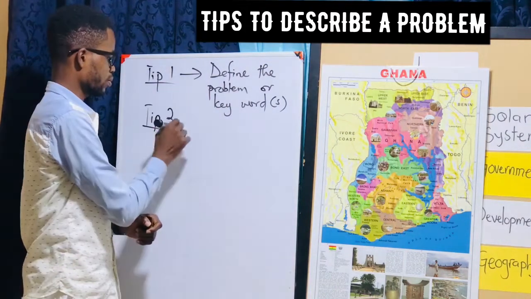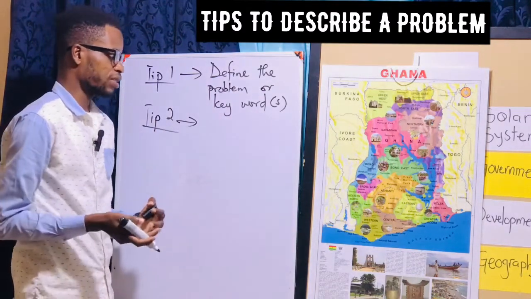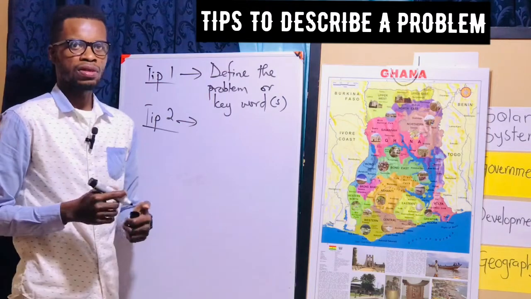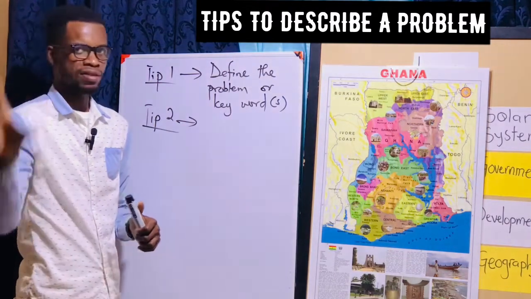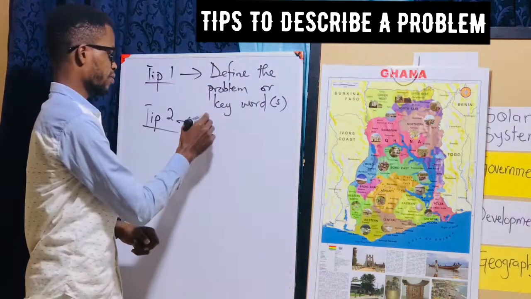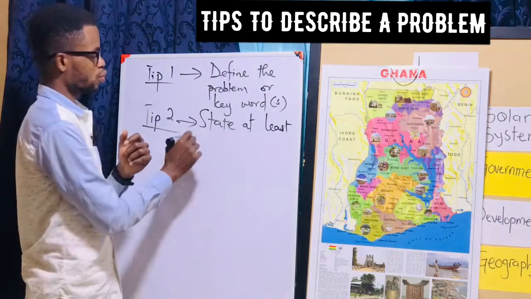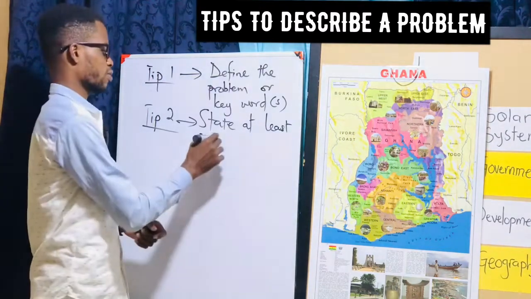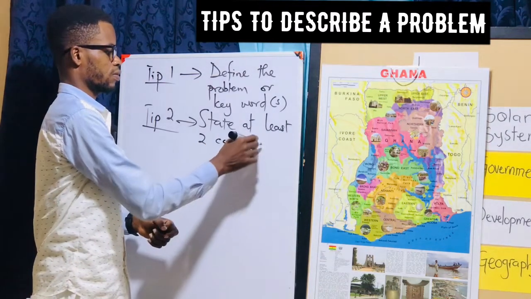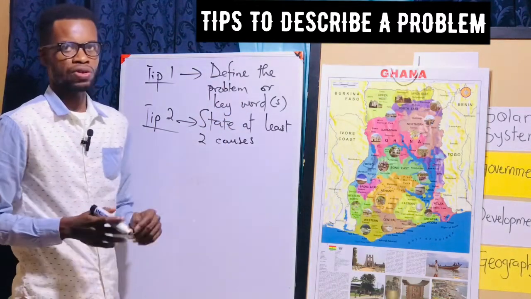Tip number 2, you need to go further. The examiners will be expecting that you give some causes of this problem. So in that same point, after giving the meaning, state at least 2 causes of the problem.